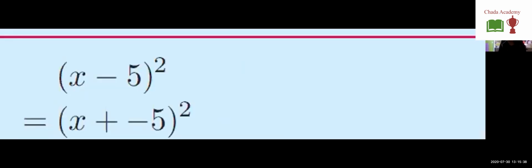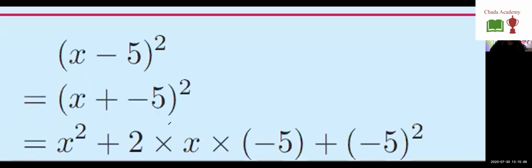The answer is x power 2 plus minus 10x plus minus 25. Okay, you're close, but there's a mistake. First, x2 plus 2 times x times minus 5. So it's plus times minus is minus. So it's minus 10x, okay? x2 minus 10x.